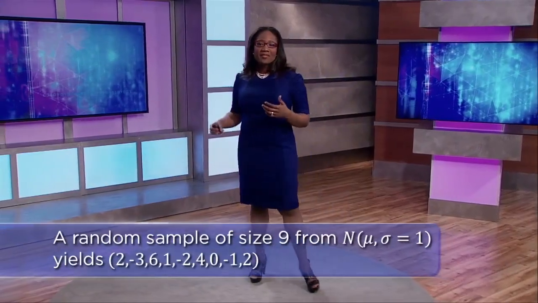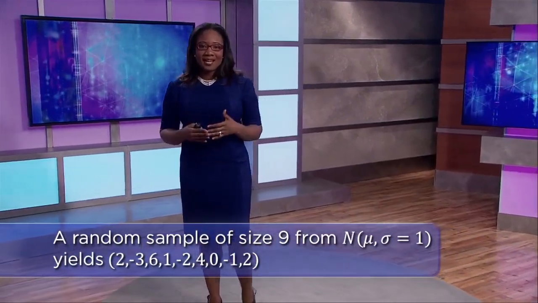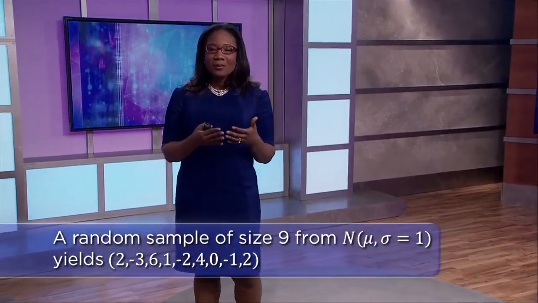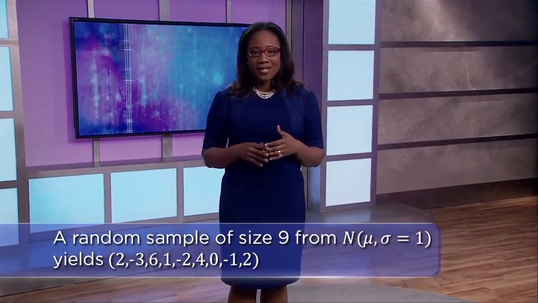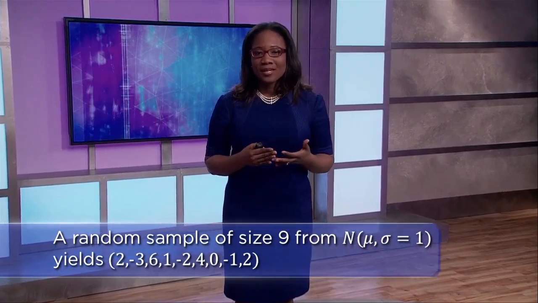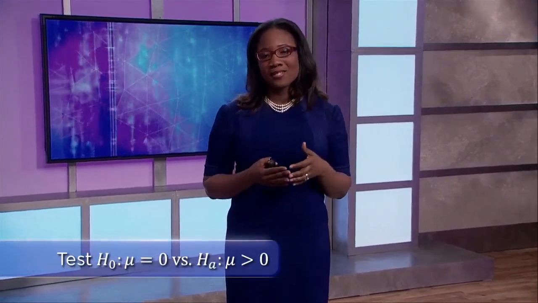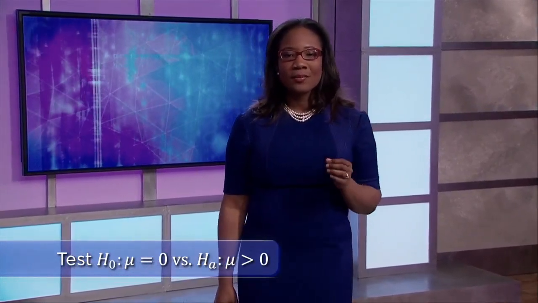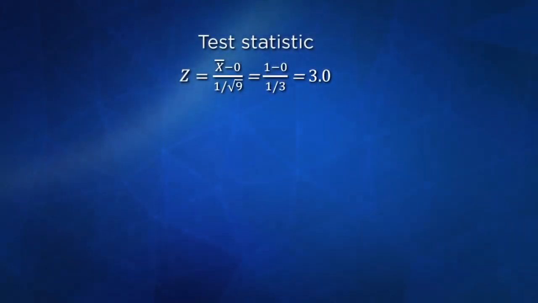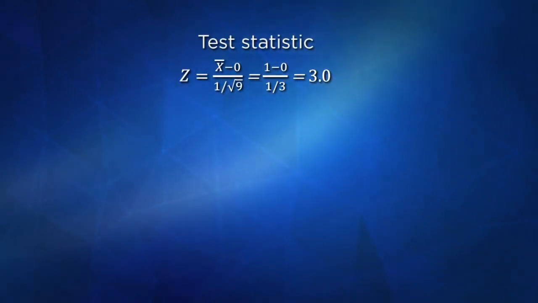Let's do an example. Here we've sampled a random sample of size 9 from a normal population with an unknown mean, but a standard deviation equal to 1. And here's the values that we get: 2, -3, 6, 1, -2, 4, 0, -1, and 2. Our null hypothesis is that the mean is equal to 0, that this sample comes from a population with a mean of 0. The alternative that we're going to test it against is that the mean is actually greater than 0. So we want to see, is this data strong enough to reject the null hypothesis, to reject that it came from a population with a mean of 0?